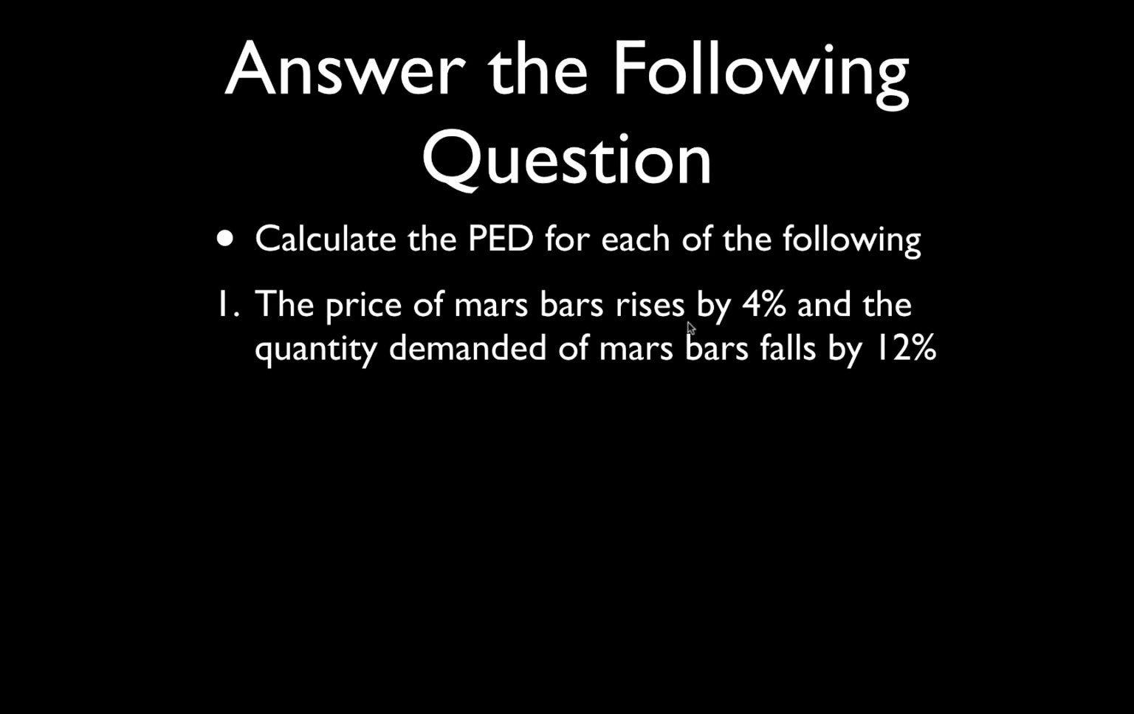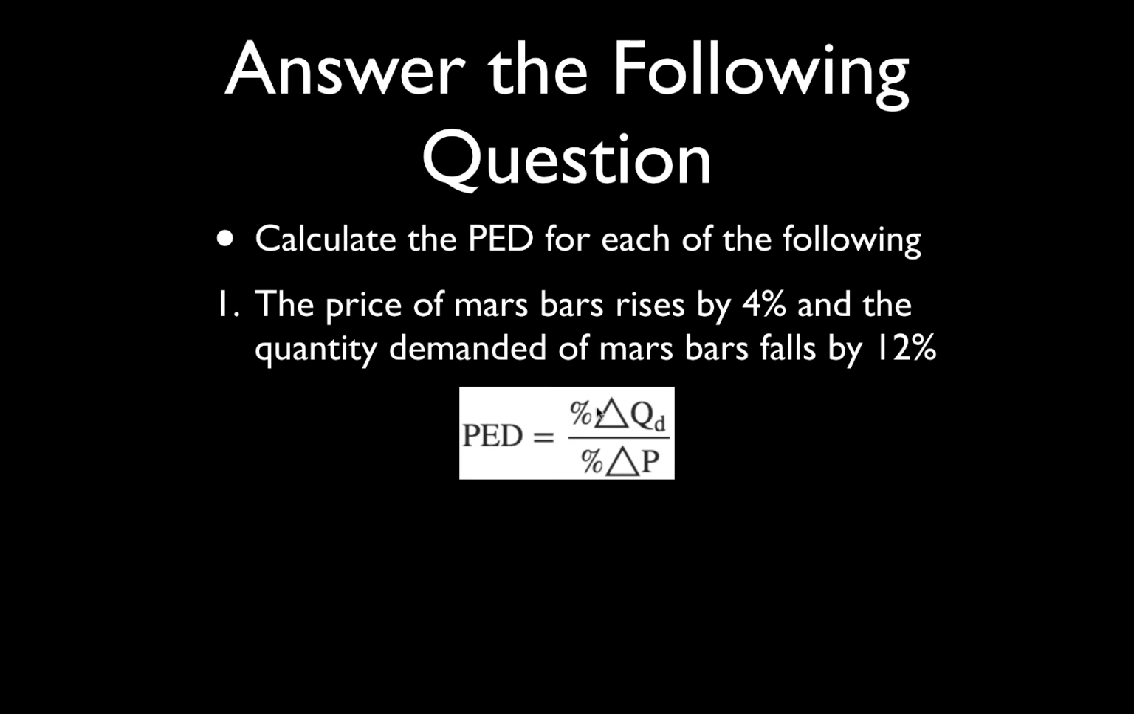So the price of Mars bars, which is a chocolate bar in case you don't have that in your country, rises by 4%, and the quantity demanded of Mars bars falls by 12%. Well, the first thing is, what's the formula? It is the percentage change in quantity demanded divided by the percentage change in price. So what was the percentage change in quantity demanded? The quantity demanded of Mars bars falls by 12%, so that is minus 12%. It went downwards. And the price of Mars bars rose by 4%. So it's minus 12% divided by 4%, which equals minus 3.